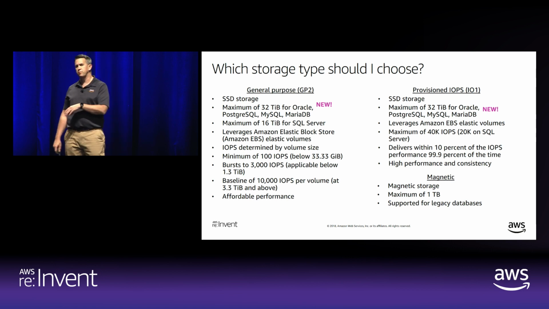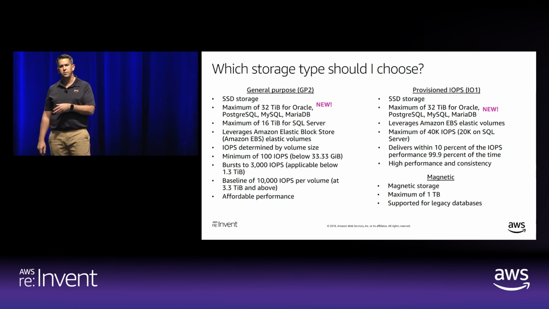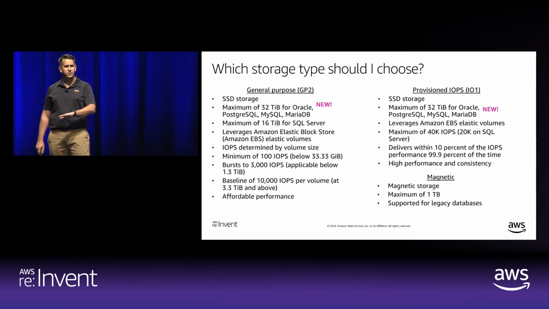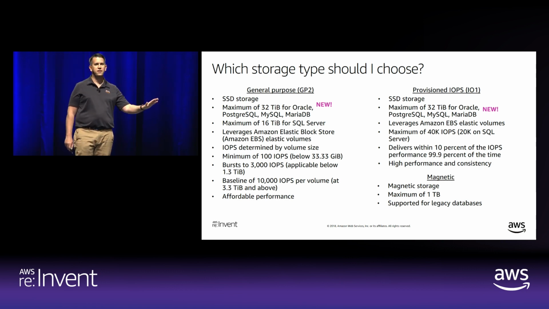So sometimes customers will say, hey, I have a high-end workload. I want to make sure I have IOPS. And so I use IO1. But a lot of times you can just over-provision your GP2. Just go get a bigger GP2 volume, and it will do just fine.